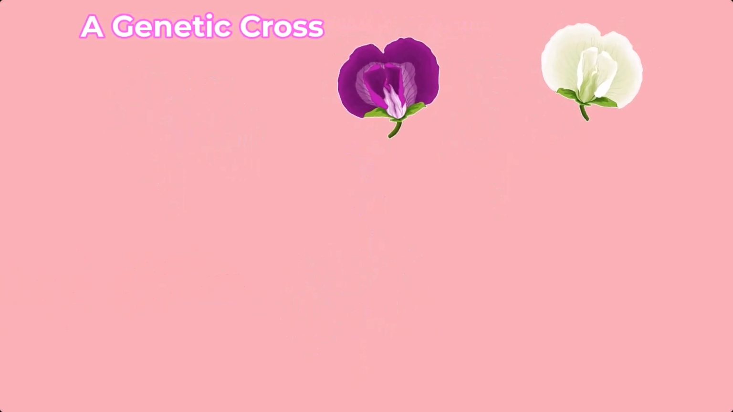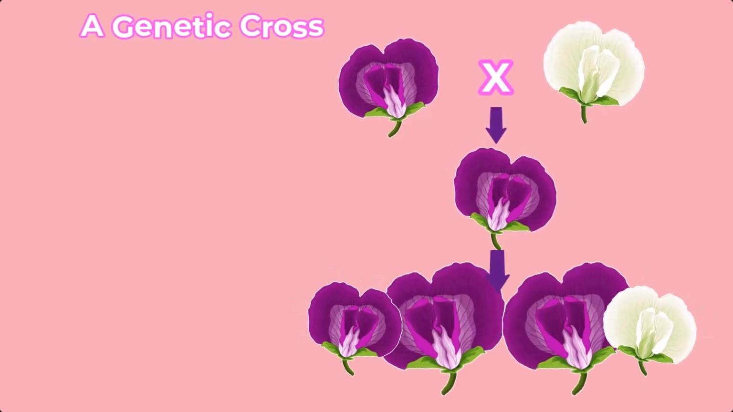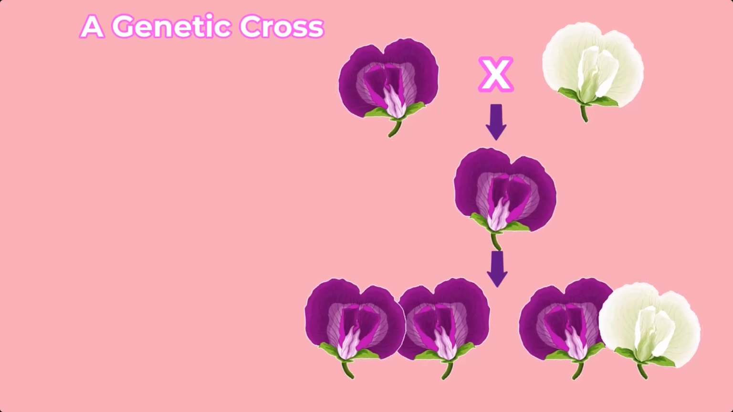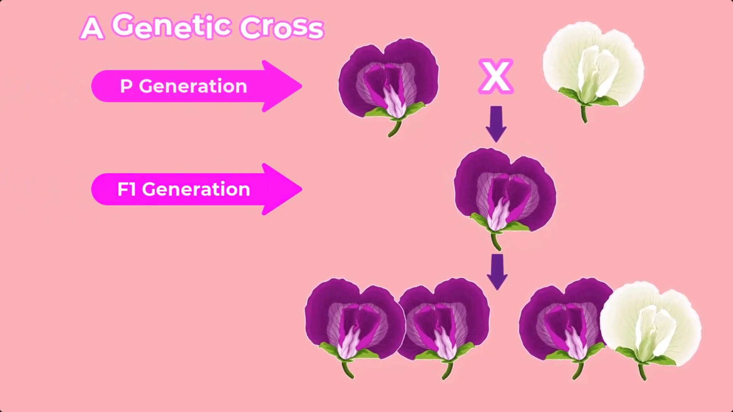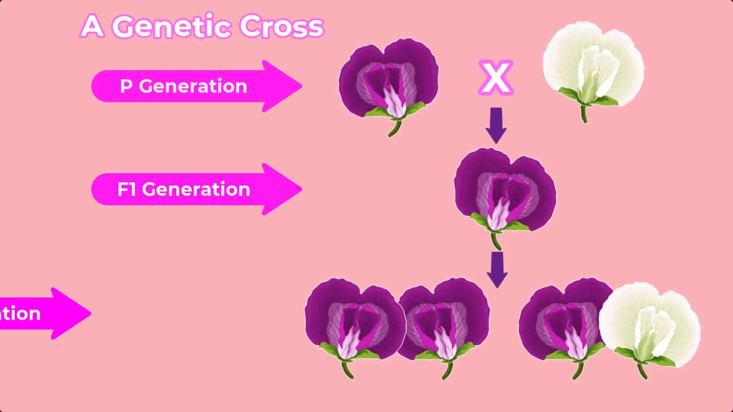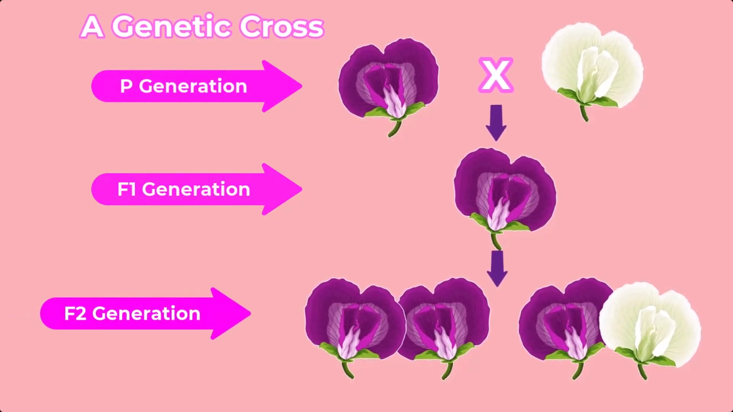A cross between a purebred pea plant with purple flowers and a purebred pea plant with white flowers is shown here. The purebred parents are called the P generation. Their hybrid offspring are the F1 generation. When plants self-fertilize or fertilize each other, their offspring are the F2 generation.